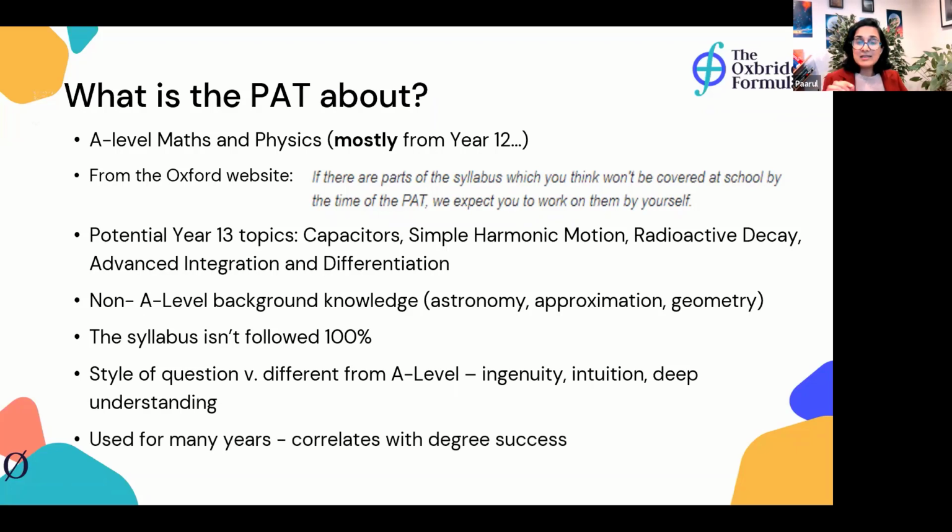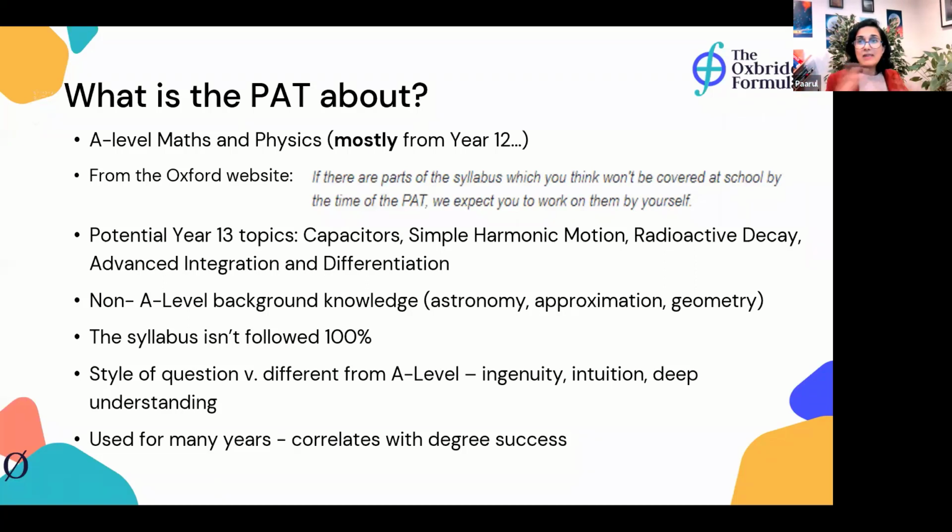Okay, and then the other thing is the PAT has been used for many years. We've had it since, I think, 2007. So it's a long-standing test. And basically, success in the PAT correlates to success in the Oxford Physics and Oxford Engineering degrees.